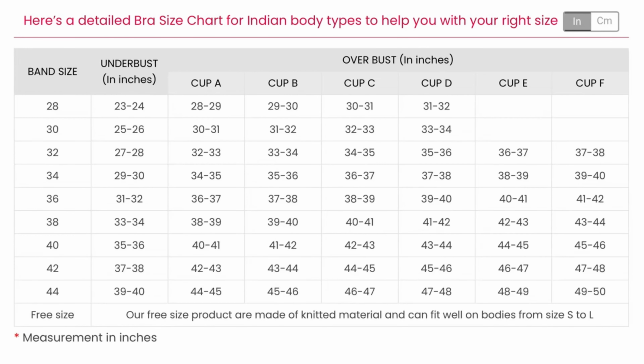Step 2 is measuring your bust size or cup size. Wrap the tape around the fullest part of your bust. Make sure it's not too tight or too loose. Round off the number to the nearest whole number. Subtract the band size from that number. So if the difference between the band size and the bust measurement is 1, then your cup size is A. If the difference is 2, then it is B, and so on. Here's a detailed bra size chart that I'm sharing with you. Find out the right bra size for Indian body types.